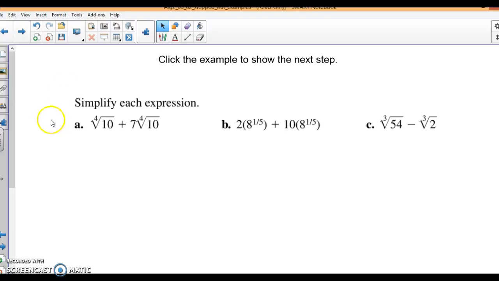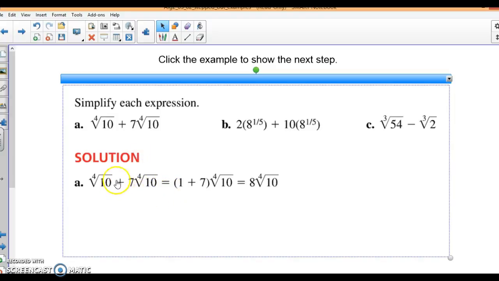So here we go. Here's our next example. We're trying to simplify each expression. So for part A, I see that what's inside my radical is the same on both, and it's taking it to the same root. So all I do is I can pull out whatever's in front of these. So this is like saying I have 1 apple plus 7 apples. So I just add those two terms together and I end up with 8 apples.